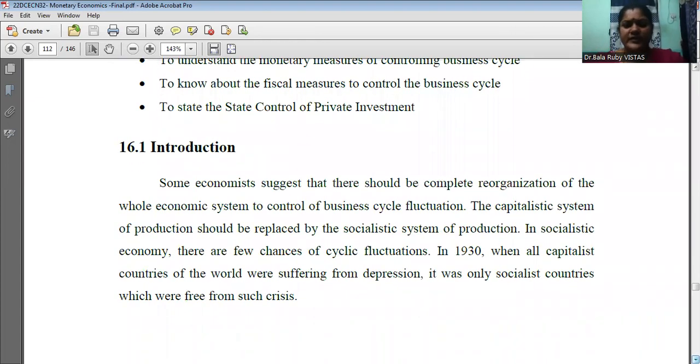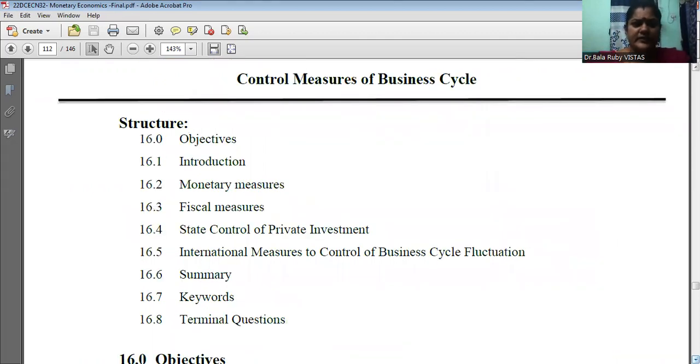See, some economists normally suggest that there should be complete reorganization of the whole economic system to control business cycle fluctuation. The capitalist system of production should be replaced by the socialistic system of production. In a socialistic economy, there are few chances of cyclic fluctuations. In 1930, when all capitalist countries of the world were suffering from depression, it was only socialist countries which were free from such crises, right?